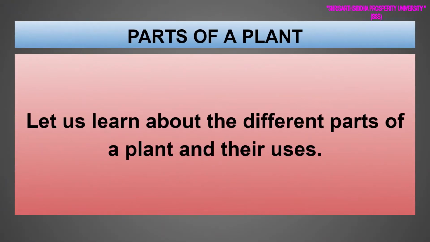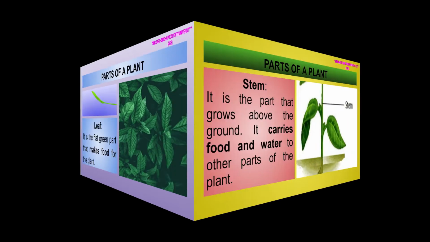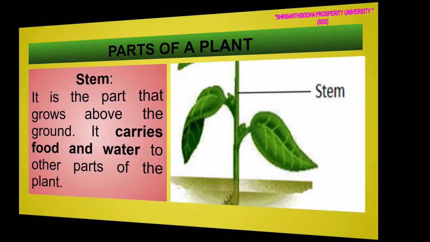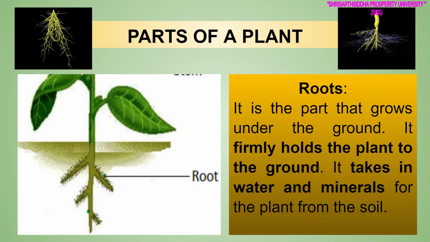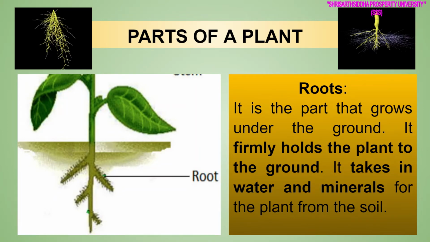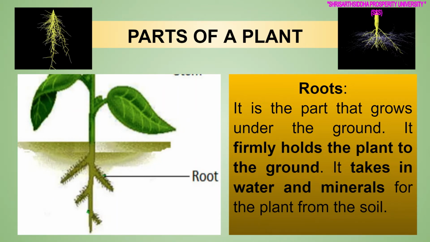Parts of a plant. Let us learn about the different parts of a plant and their uses. Leaf. It is the flat, green part that makes food for the plant. Stem. It is the part that grows above the ground. It carries food and water to other parts of the plant. Roots. It is the part that grows under the ground. It firmly holds the plant to the ground. It takes in water and minerals for the plant from the soil.